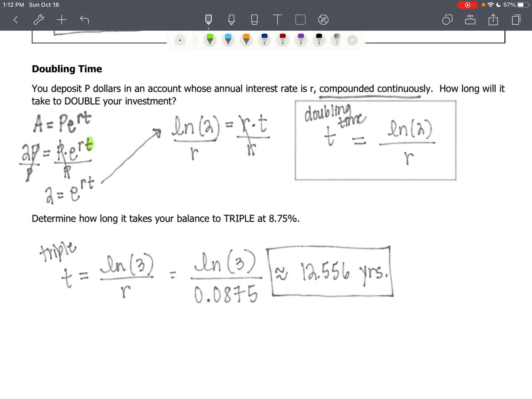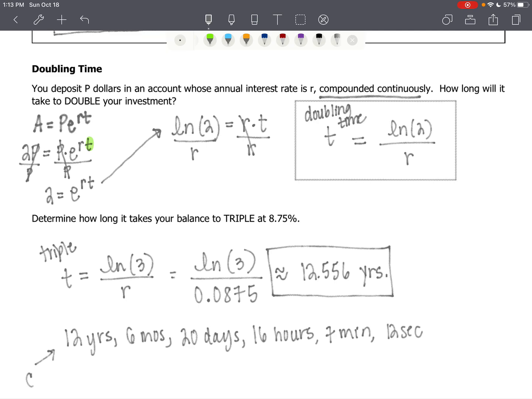Now, if you want to expand that out to years, months, days, hours, minutes, and seconds, you would have 12 years, 6 months, 20 days, 16 hours, 7 minutes, and 12 seconds. So see if you can challenge yourself to get that answer.